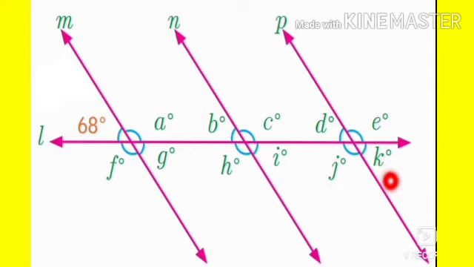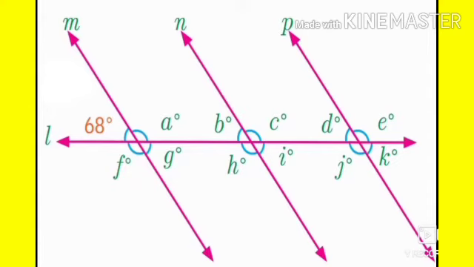Students, we know that here these angles 68 degree and F degree are linear pair of angles. So how do we find the angle F degree? The sum of a linear pair is 180 degree. So 68 degree plus F degree is equal to 180, which gives F degree as 112 degree. So here F degree is 112 degree.